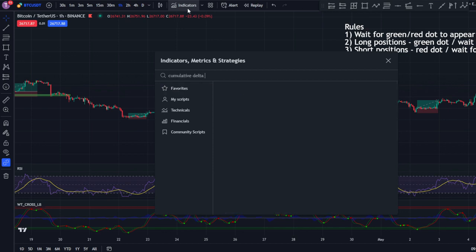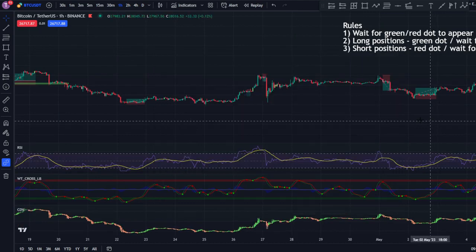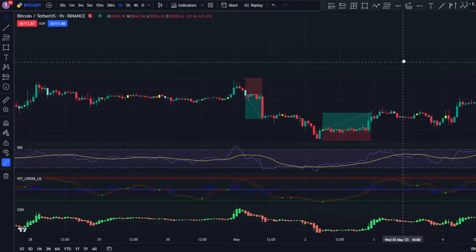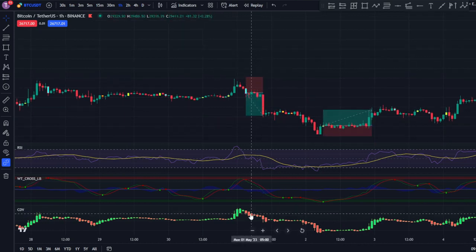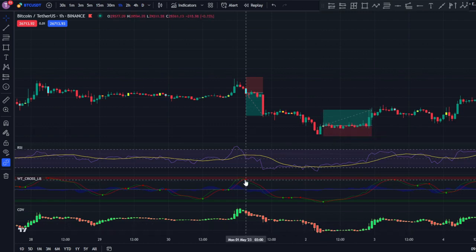Personally, if I was to use this strategy as well, I'm going to add this indicator called the cumulative delta volume. It's another indicator right here that helps to see whether there are more sellers or buyers. Whenever there's red color, there are more sellers than buyers. Whenever it's green, there are more buyers than sellers. So in this case, I will only take a buy position when the CDV is green, and take a sell position when it's red.